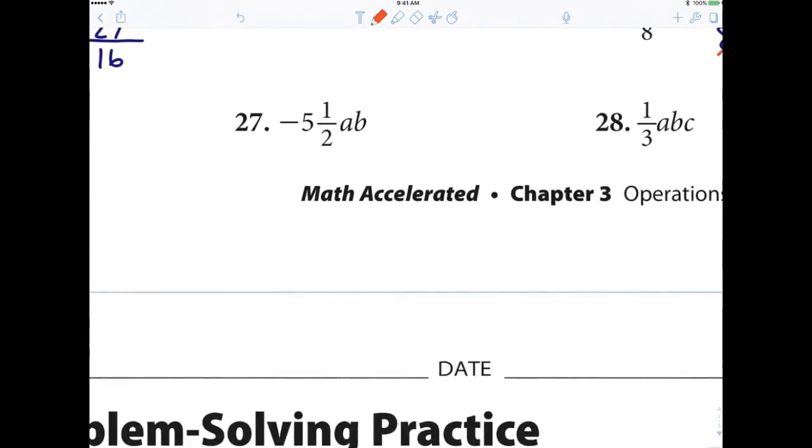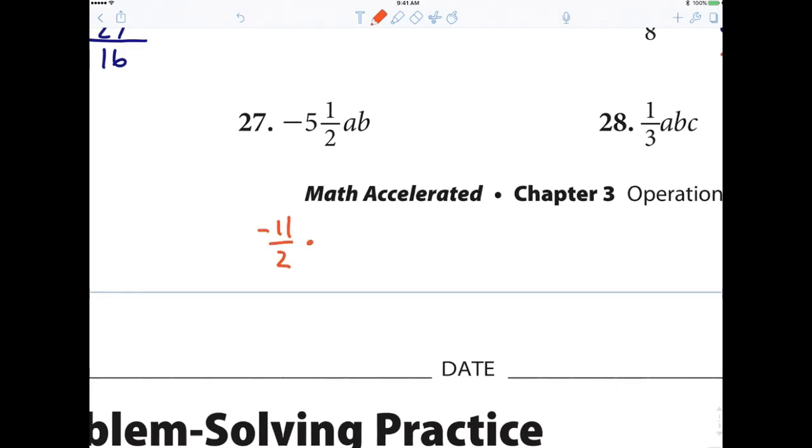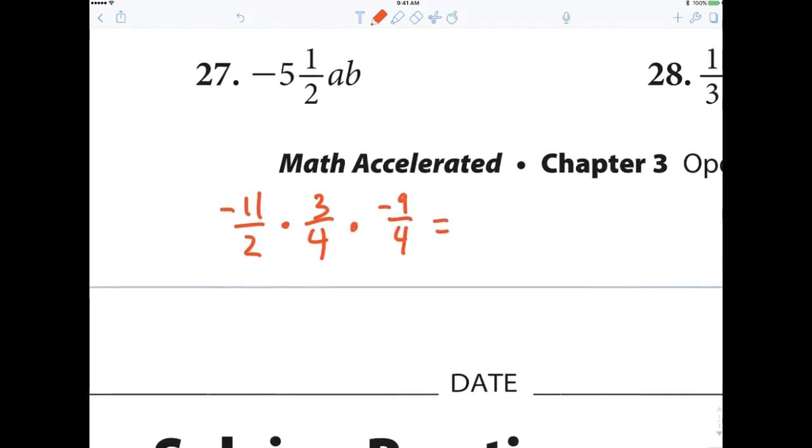Negative 5.5. I'd automatically change to Avery. Beautiful. Negative 11 over 2. Now, what was A again? 3/4. And what was B? 9/4. Positive or negative? Negative. Was it negative 9/4? Yes. Now it's positive. Right. So the 2 negatives make it a what? Positive. Now, look what you could do, guys. So there's no problem. I'm going to eliminate the 2 negatives because the 2 negatives make it a what? Positive. Now, last problem for me.